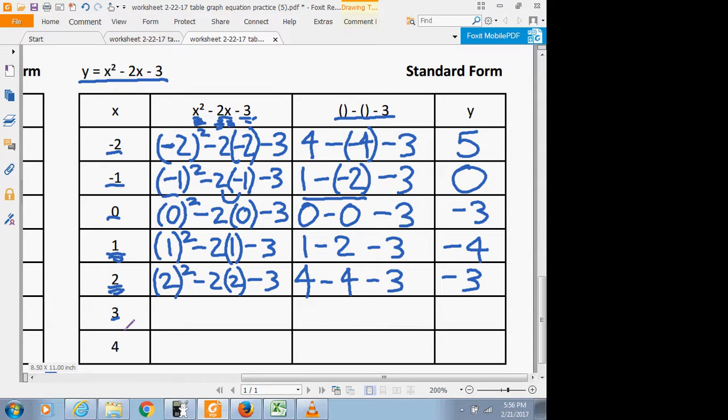Try x equals 3 now. What is y when x equals 3?